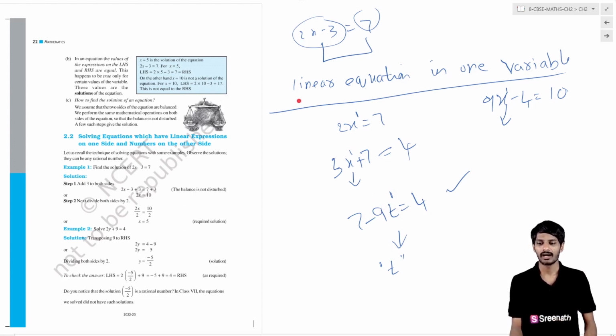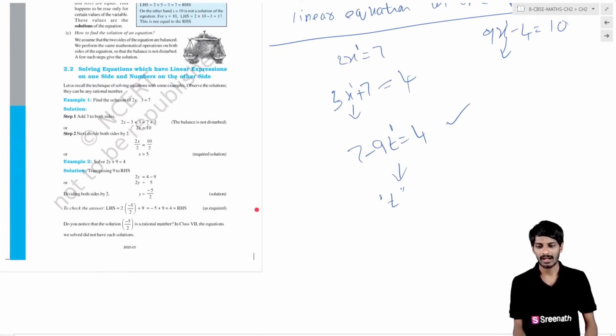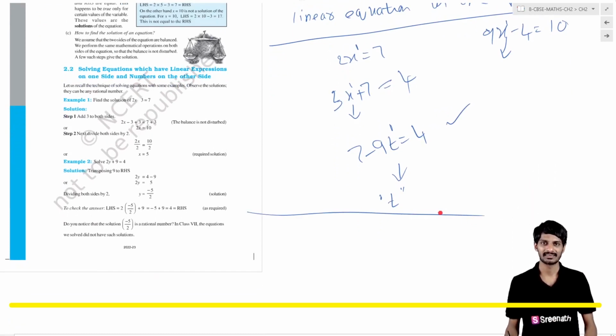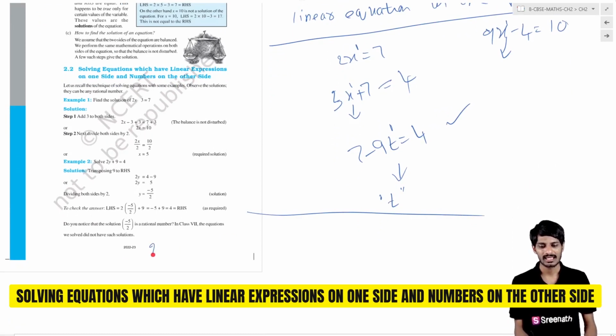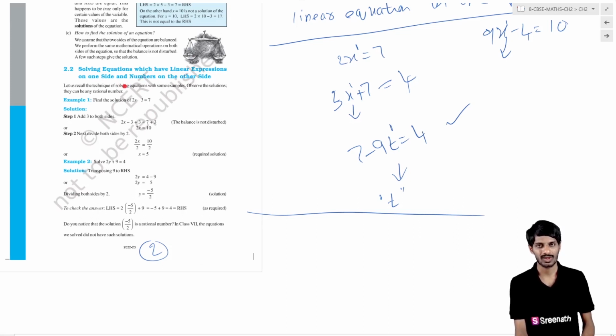So in this way we can find what is a linear equation in one variable. We have completed the first topic. Now we are going to enter the second topic. What is the second topic? The second topic is solving equations which have linear expressions on one side and numbers on the other side.